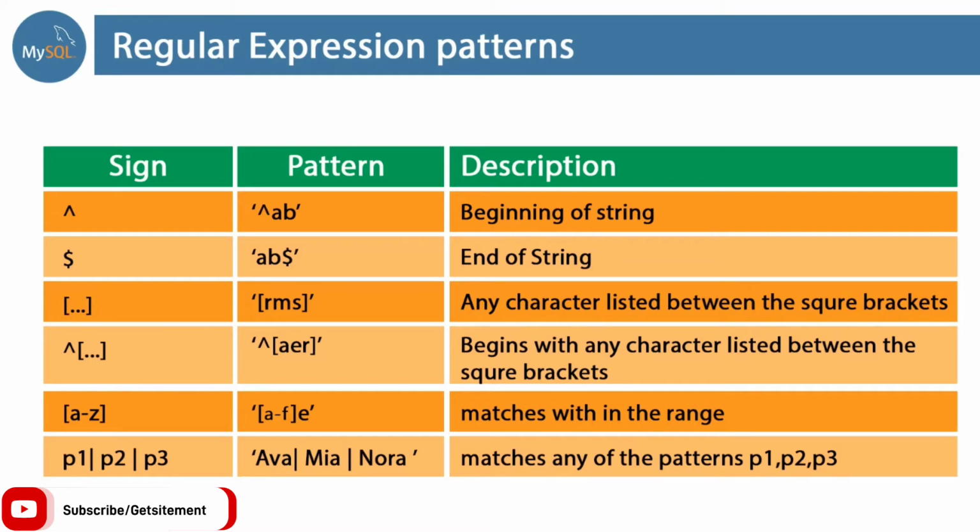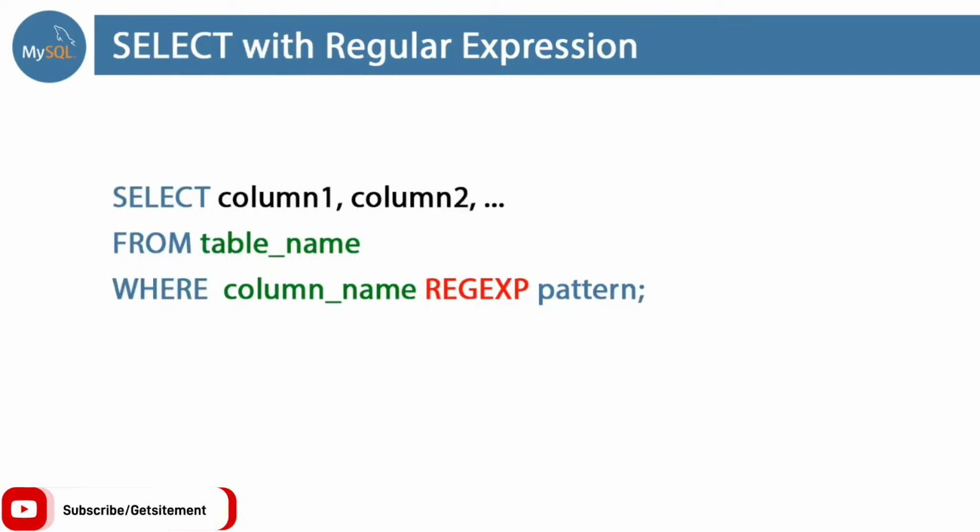Let's see the syntax, how we can use regular expression with select command. First we need to type select keyword, and then we need to provide columns name. And if you want to show all the columns, you can use star. Then we need to type from keyword, and we need to provide table name. Then come where keyword, and we need to provide the exact column name where I want to search. And then we can use our regular expression, and we can set our own pattern. So without wasting your time, let's start the practical and see how we can use regular expression.